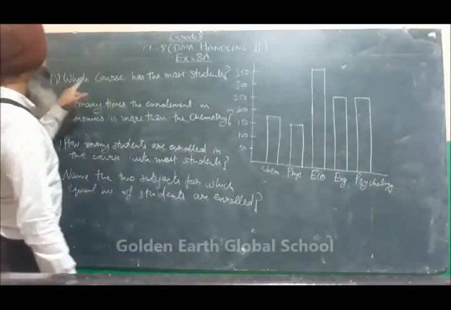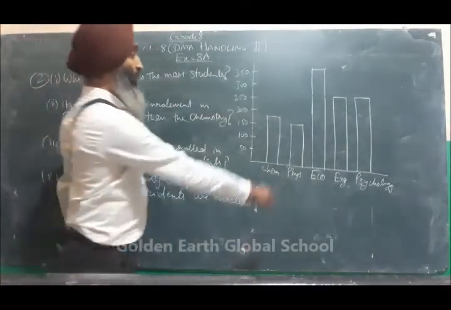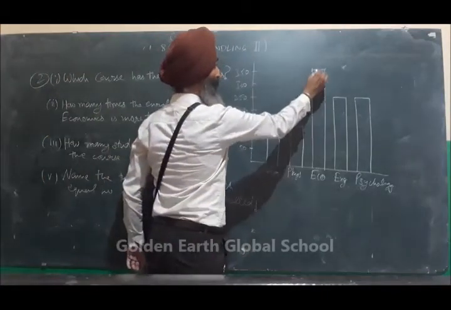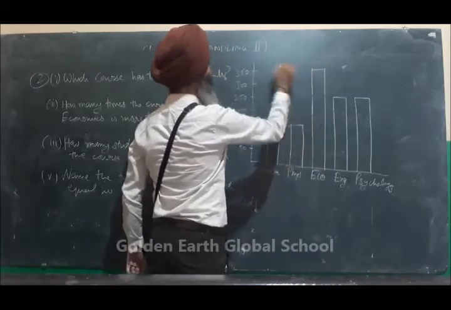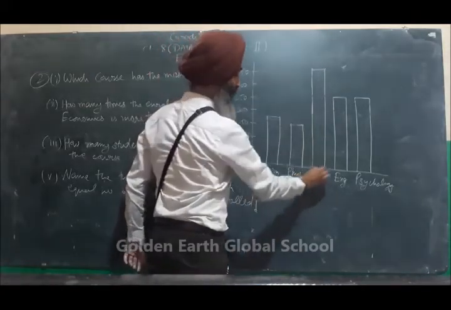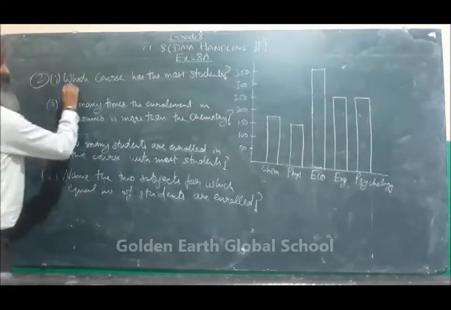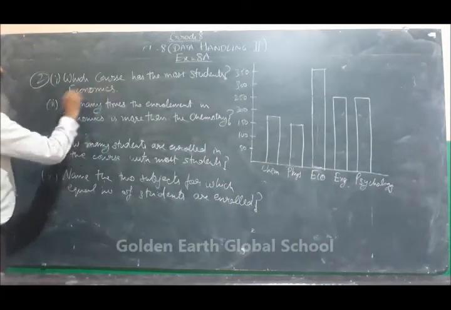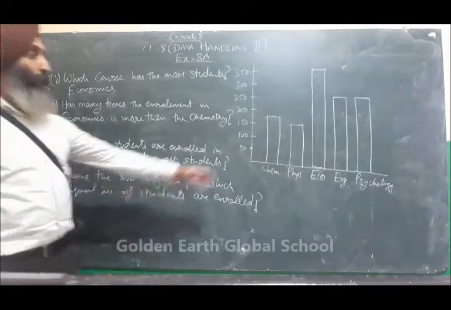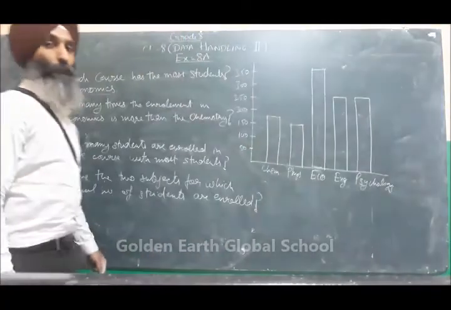So which course has the most students? It is clear from the graph that this course has the most students, that is 350. So which course is this? The answer is economics. Understood how to read it? It is clear that this is the most number of students.